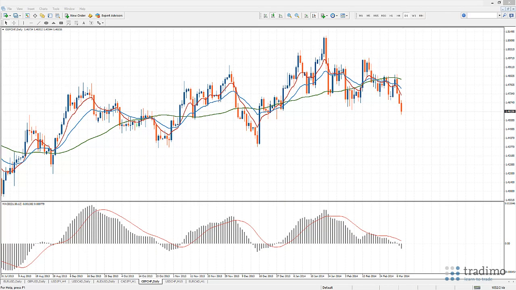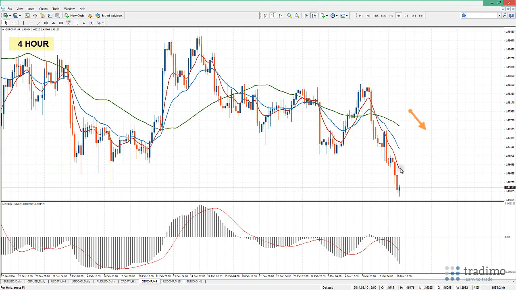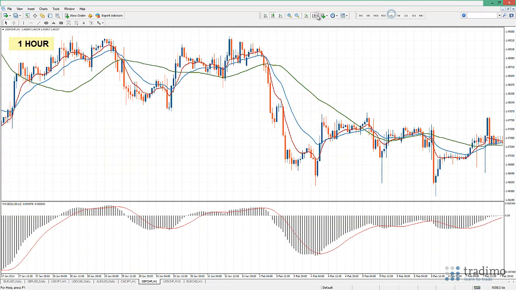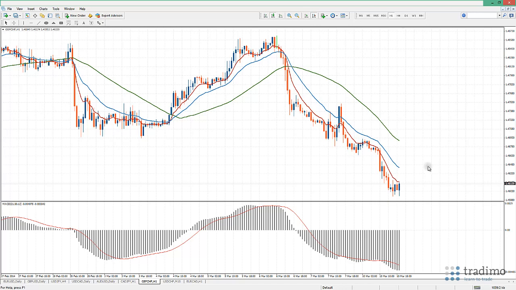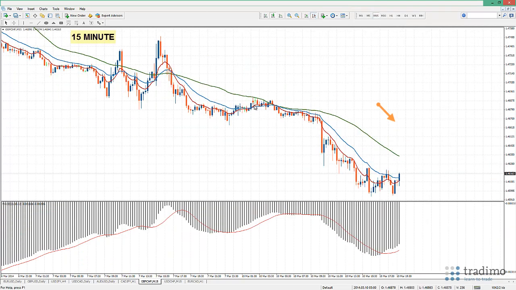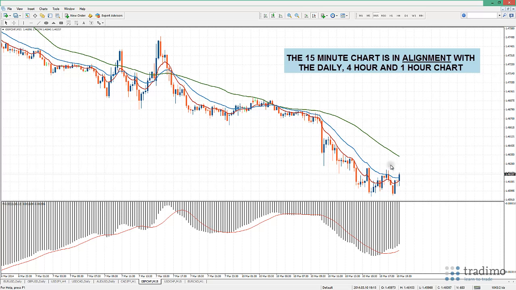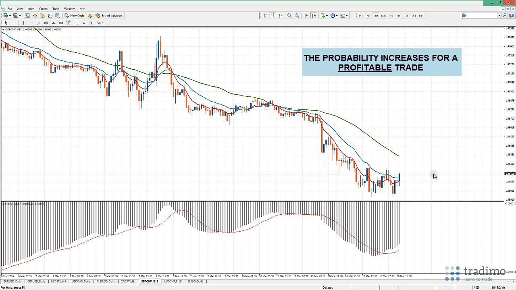So to recap, if we have good angle and separation with the trend all pointing in the same direction on different time frames, for example the daily, the 4-hour, the hourly chart, and then looking at the smaller time frames, for example the 15-minute chart, and that's lining up in terms of direction with the higher time frames, the probability increases our chance of a profitable trade.